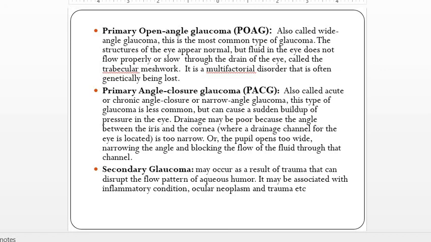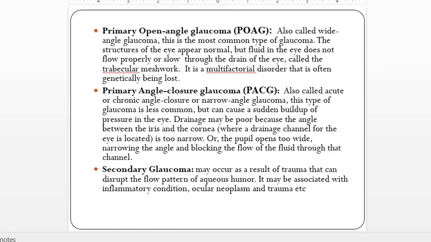Now, primary angle closure glaucoma, PACG, also called acute or chronic angle closure or narrow angle glaucoma. This type of glaucoma is less common but can cause a sudden buildup of pressure in the eye. Drainage may be poor because the angle between the iris and cornea, that is to say the iridocorneal angle, where the drainage canal for the eye is located, is too narrow, or the pupil opens too wide, narrowing the angle and blocking the flow of fluid through the canal.